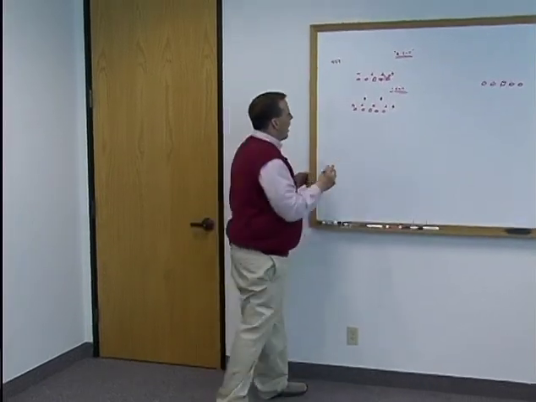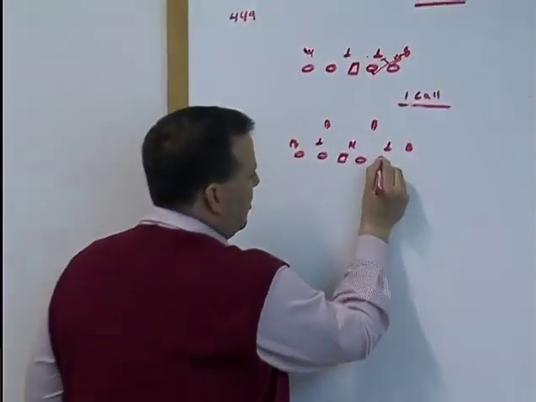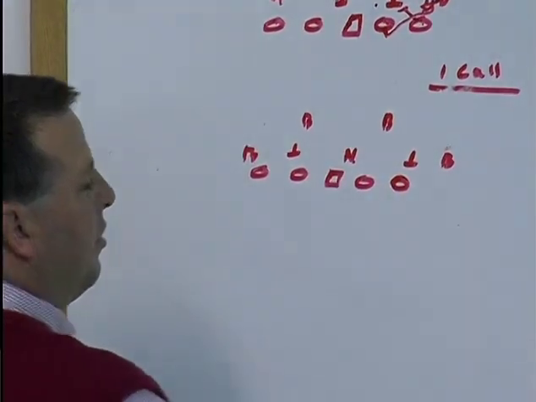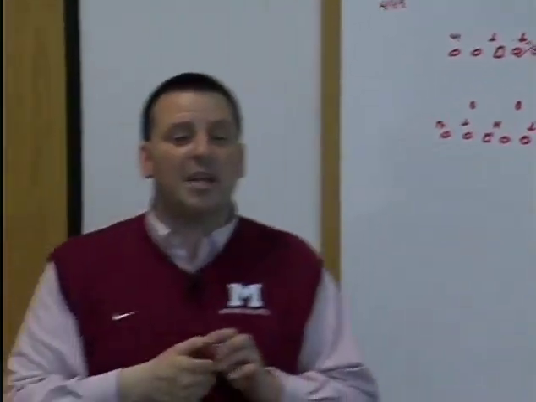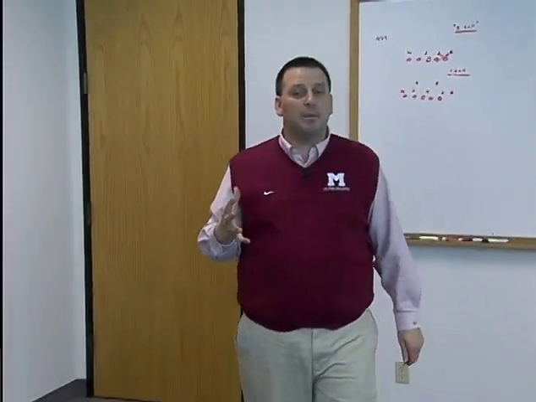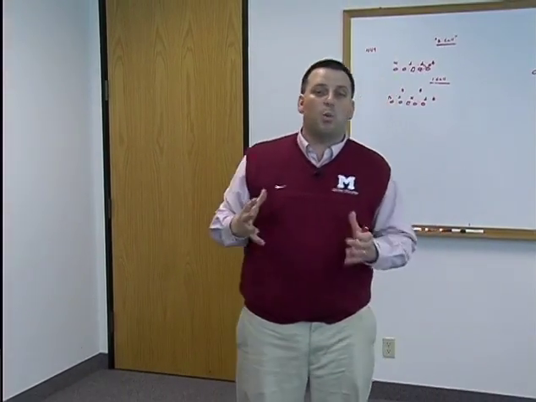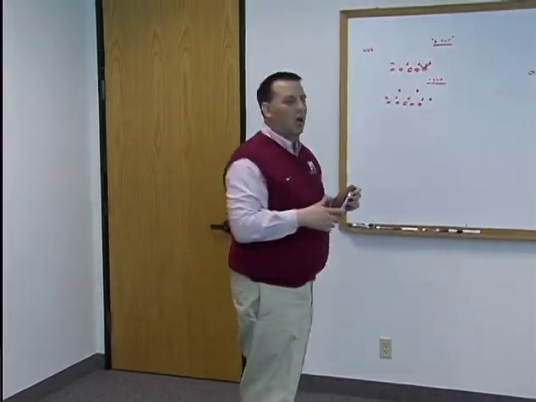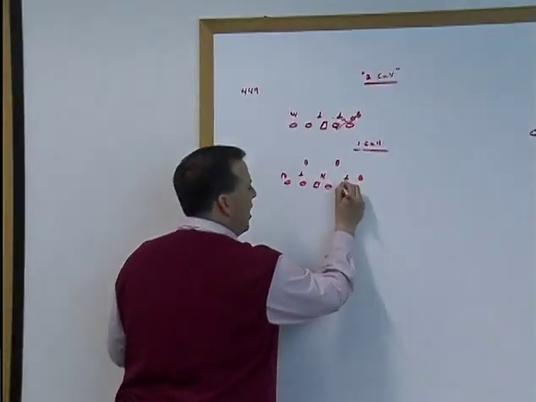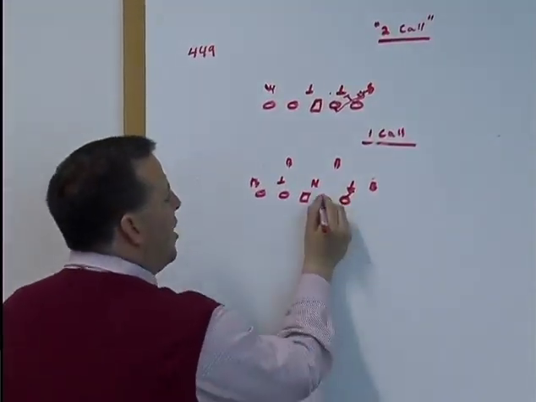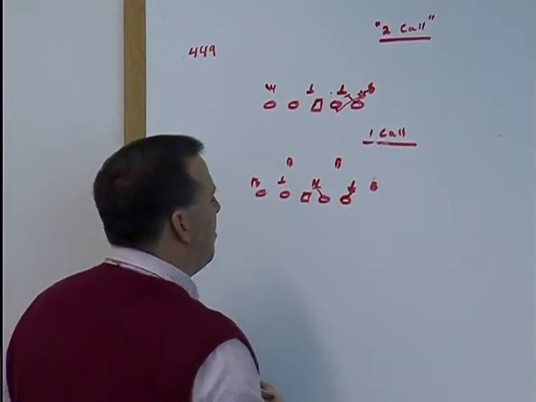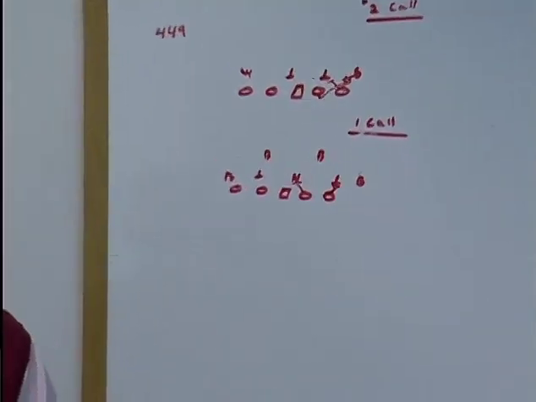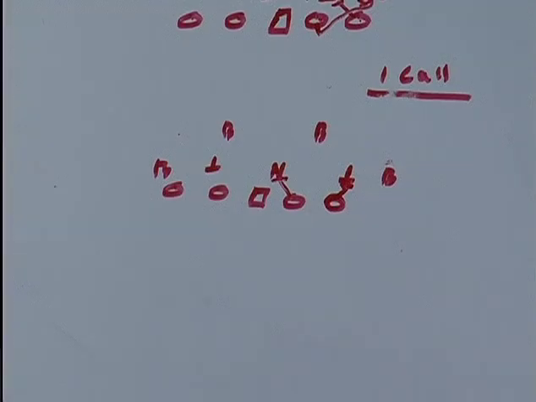That doesn't always happen. Sometimes when our front side guard is trying to down block the player in the A gap, he's too far down in there. So what we tell him is make a one call. Tell your guard, everybody's going to block one on one. Make a one call. And our tackle will aggressively block the man on him, and the guard will aggressively block back to what would have been the original tackle's man.